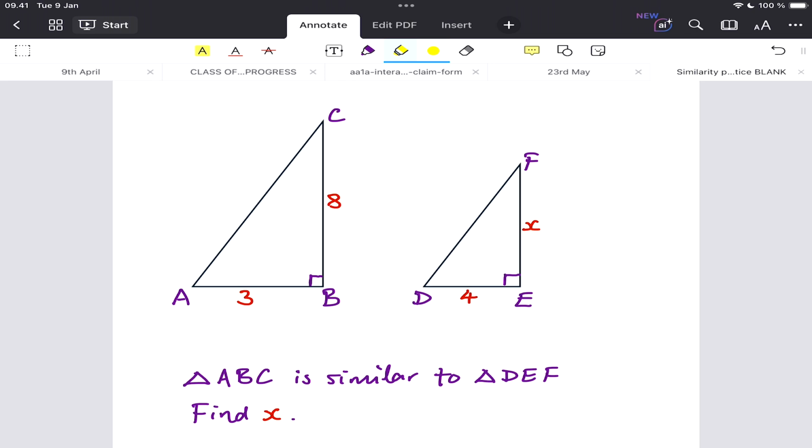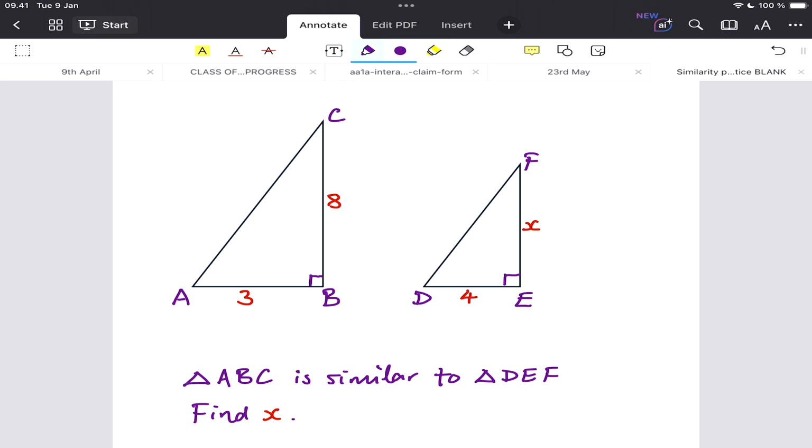So for example, 8 divided by 3 gives you the same as x divided by 4. Or we could look at that another way and say that 8 divided by x gives you the same as 3 divided by 4. Or indeed the other way round, that x divided by 8 gives you the same as 4 divided by 3. So we can use that property to figure out what x is, given that these triangles are similar.